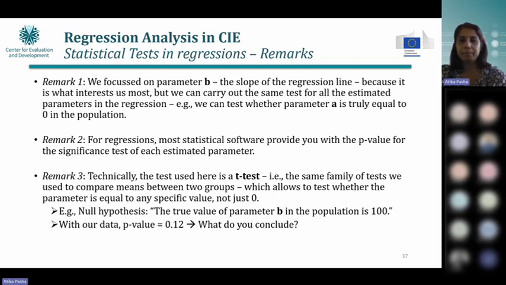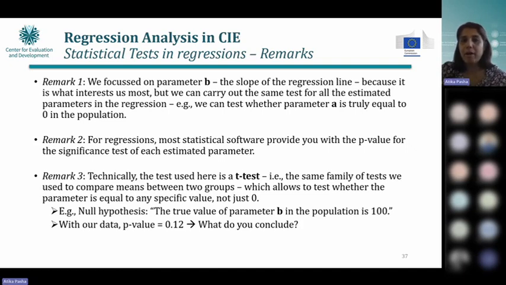Right. So just to give another example, let's say that we're trying to estimate the true value. Again, our null hypothesis was that the parameter beta in the population is 100 instead of 86 previously. And with our data, we find that the p-value is 0.12. What do you conclude?